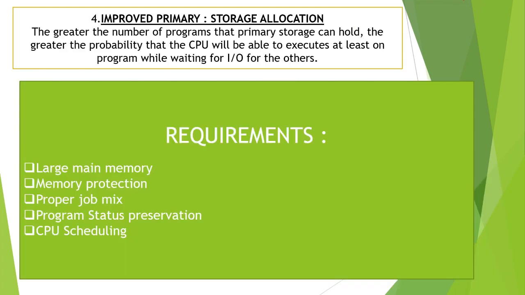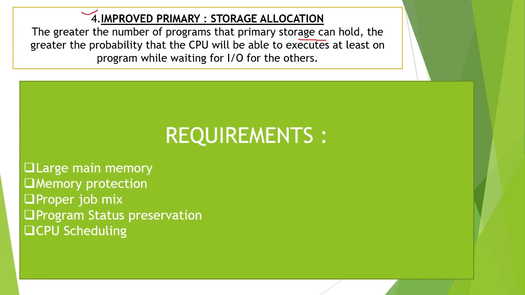Now, fourth but not the least, is the greater number of programs that primary storage can hold. It means that main memory can hold many programs in that particular space. So the degree of efficiency and performance can also increase. Okay, so these four are the advantages of a multi-programming system.